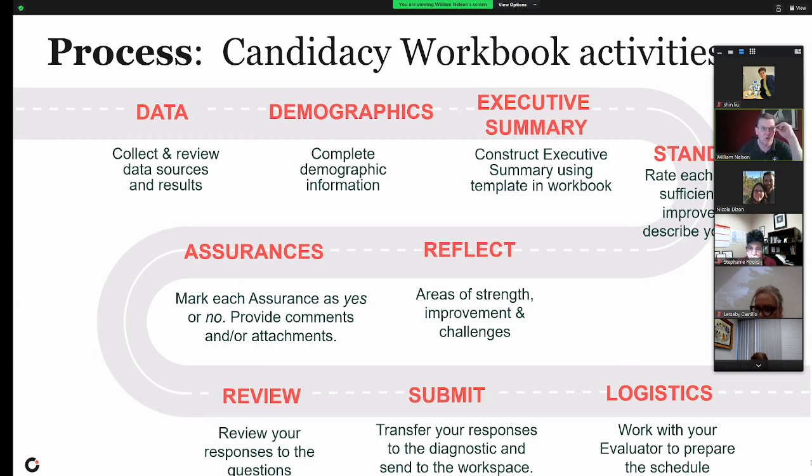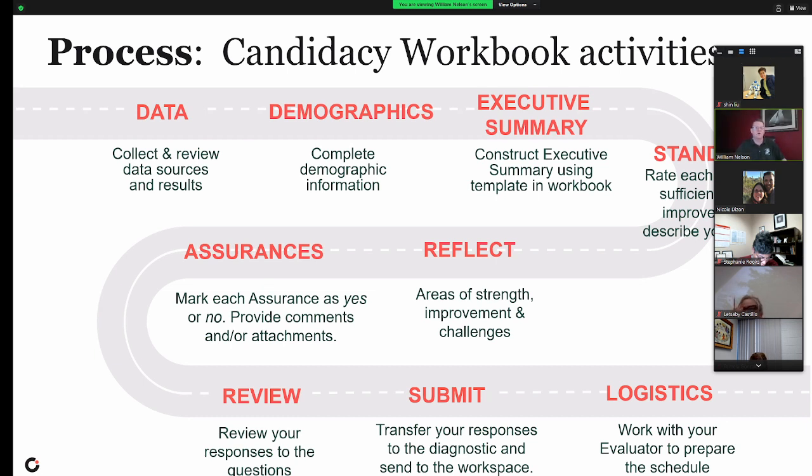Do not have any remorse or feel bad if you are marking needs improvement for a bunch of standards. That's okay. You can still be successful in candidacy. I have seen institutions mark every standard as needs improvement because they're not quite meeting them yet, and still have a successful candidacy review because they are demonstrating capacity to meet those standards. So make sure you're doing a frank analysis of this. You're going to reflect on areas of strength, improvement, and challenges in short essays.